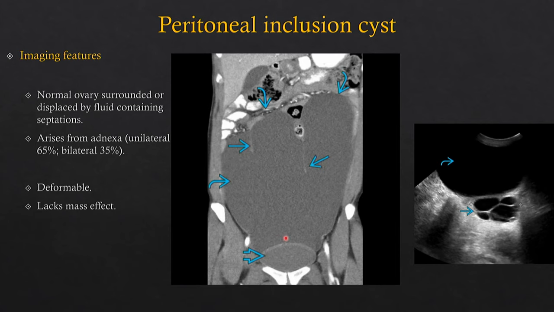In the pelvic ultrasound, a peritoneal inclusion cyst shows a normal ovary surrounded or displaced by fluid, also containing septations, and it arises from the adnexa, unilateral in 65% of the cases or bilateral in the rest. Here, the thing is that the peritoneal inclusion cyst can be deformable and lacks mass effect over other solid viscera.